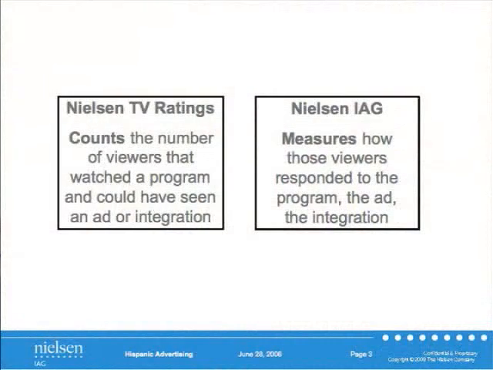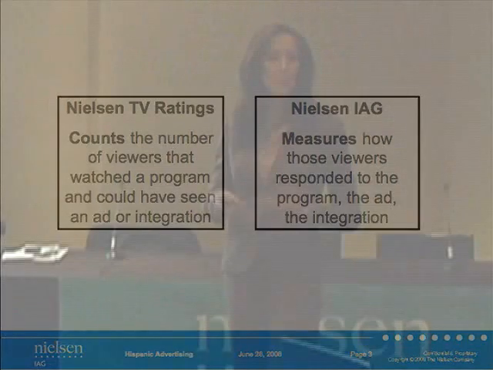Nielsen ratings are a count of how many people had an opportunity to see a particular ad because they were watching the program in which it aired or they were watching during the commercial break. IAG measures the response of those viewers, how engaged they were with the program that they were watching, how engaged they were with the ads that aired within the program, and as well, branded integrations that may have taken place during the program. How do we do that?